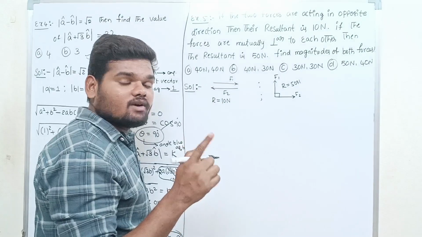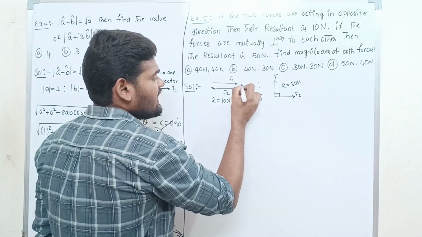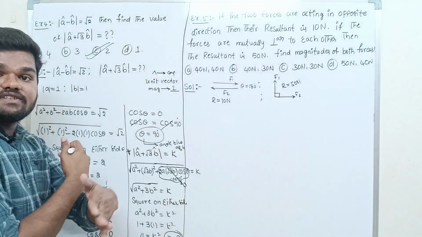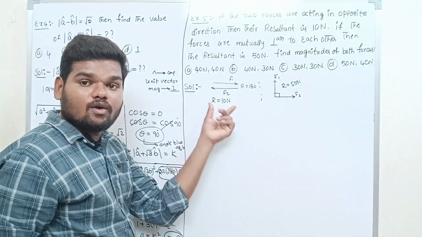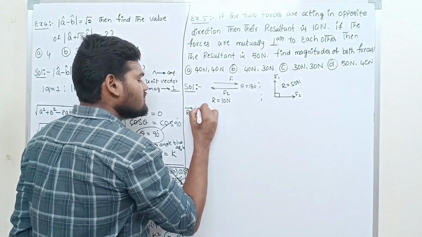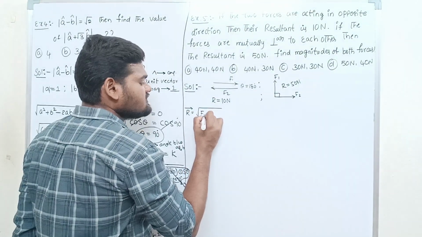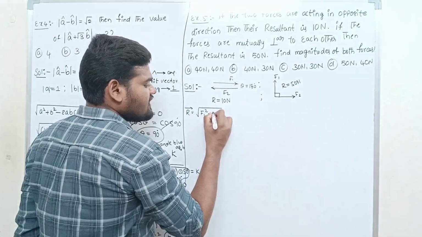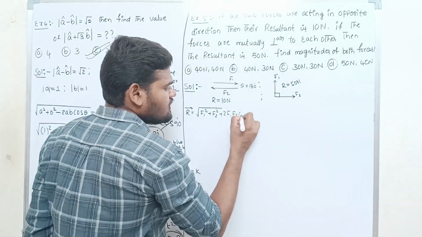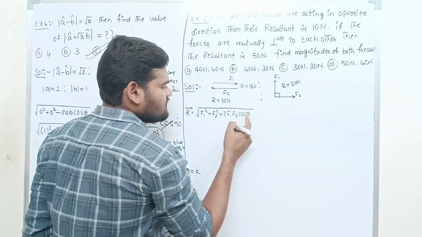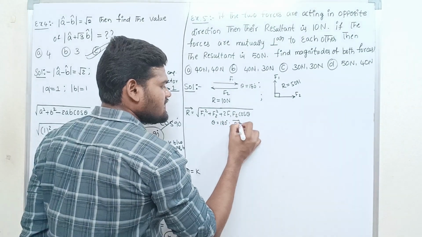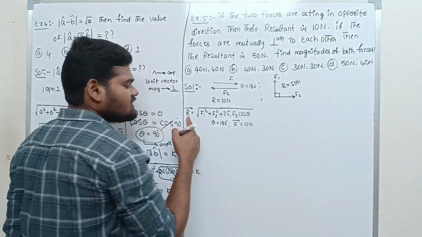So these two forces are opposite to each other. Then the angle between them is 180 degrees because they are opposite to each other. And the resultant force given is 10 newtons. So we have the formula for the resultant vector: R bar is equal to the square root of F1 square plus F2 square plus 2 F1 F2 cos theta, where theta is 180 degrees and R bar is 10 newtons. Just substitute here.